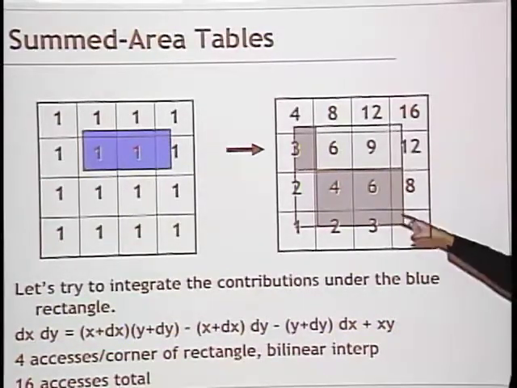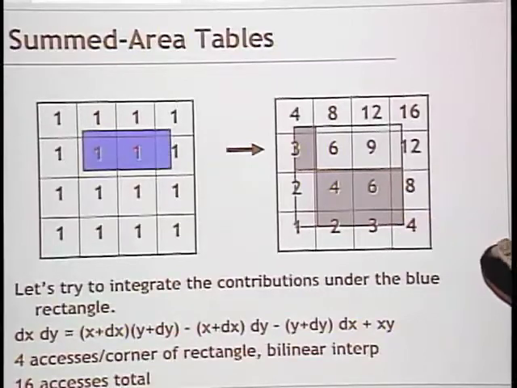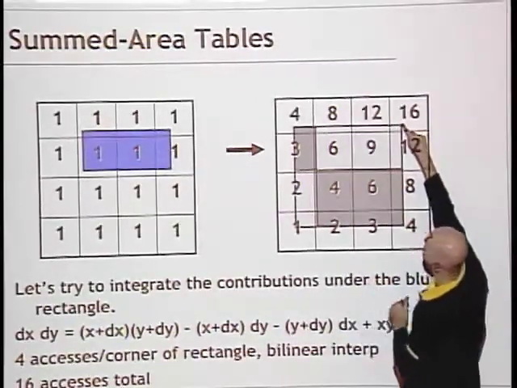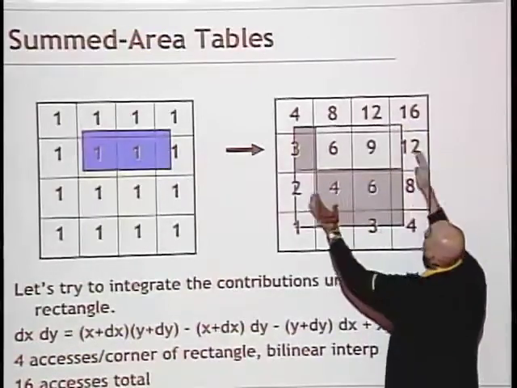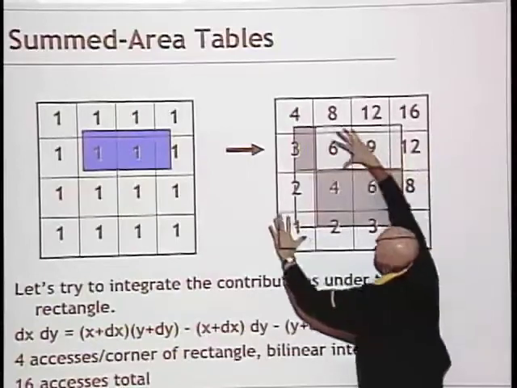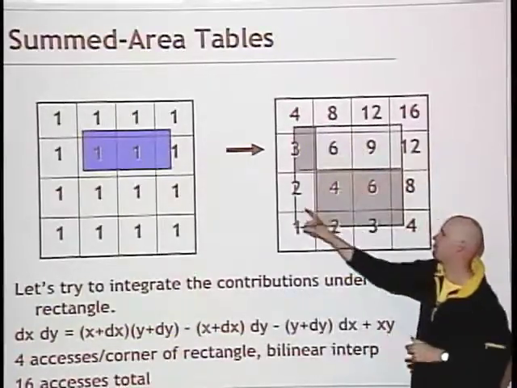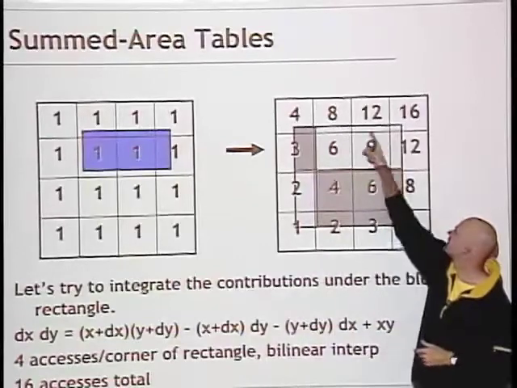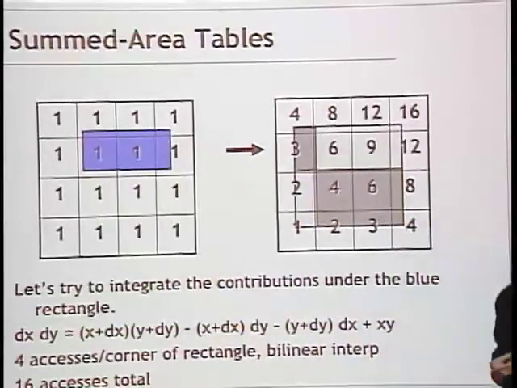And the way that we will figure out what the area is under a rectangle is we will take this value here, this rectangle here, minus this rectangle here, minus this rectangle here, and then we subtracted this rectangle twice, so we need to add that back in. And that's going to give us the area under here.